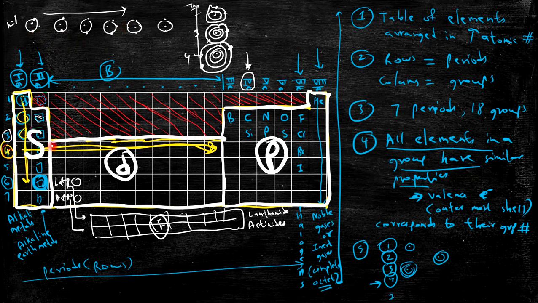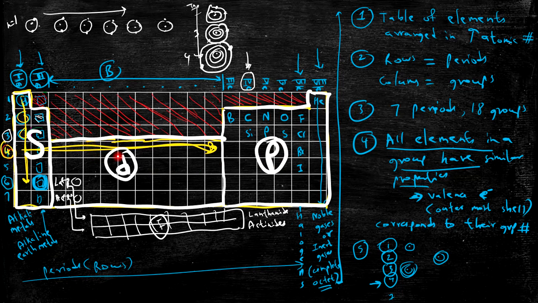Then we finally concluded about S, P, D, and F block elements. S block elements are groups 1 and 2A because the electrons are added in the s orbital. The P block elements are groups 3 to 8A, and they are called P block because the electrons are added in the p orbital.